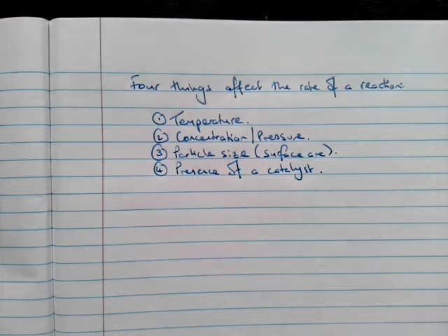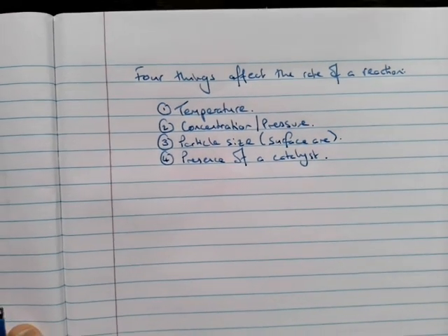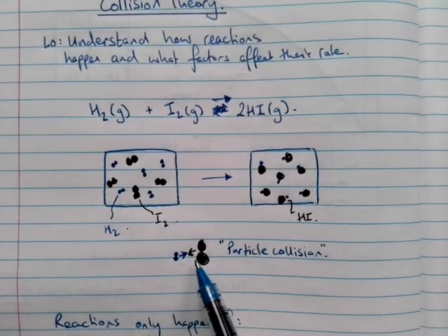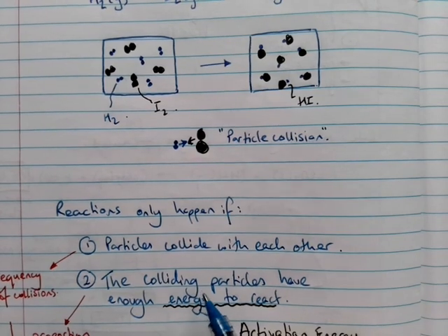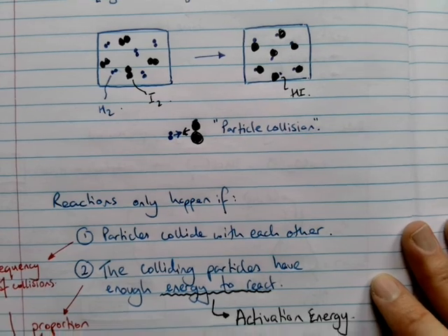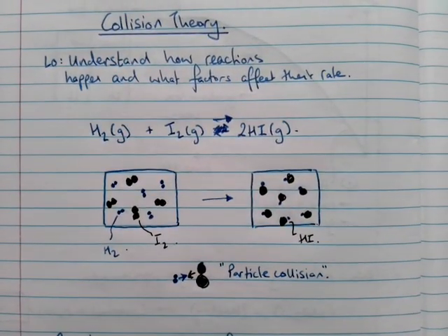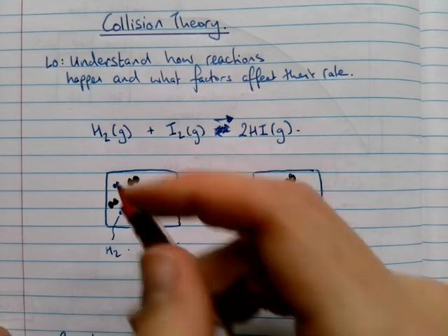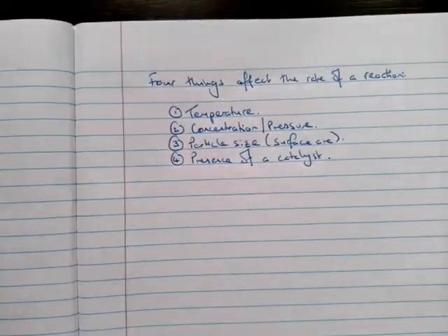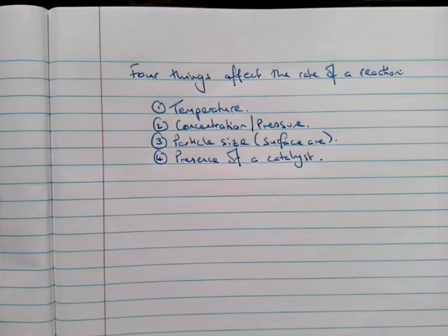Okay, so that's a nice, very condensed introduction to collision theory. This idea that in order for a reaction to happen, there needs to be a collision of particles, and those particles have to have enough energy. So that's what I mean when I talk about collision theory. All right, so now we understand how reactions happen. We're going to move on to discussing these 4 factors that affect the rate in the next video.